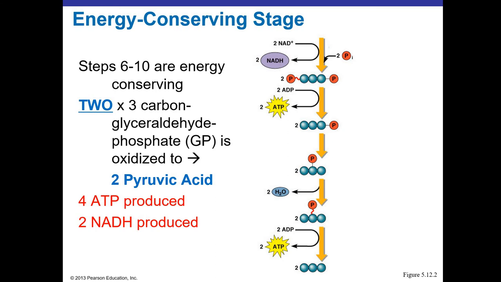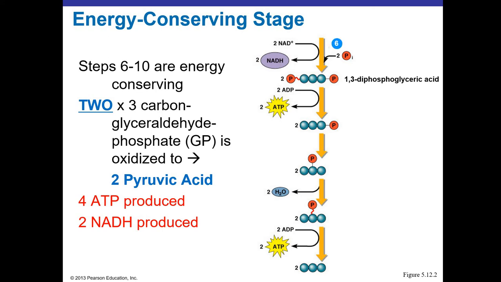Once we've made our glyceraldehyde 3-phosphate, then we can go through the energy conserving stage. Steps 6 to 10 are going to now finally allow us to make some ATP. Please note over to the side in the metabolic reaction pathway, everything is multiplied by 2. Because the dihydroxyacetone phosphate was converted into a second molecule of GP, both of those GP molecules are now going into the energy conserving stage, so that's why everything is going to be multiplied by 2.